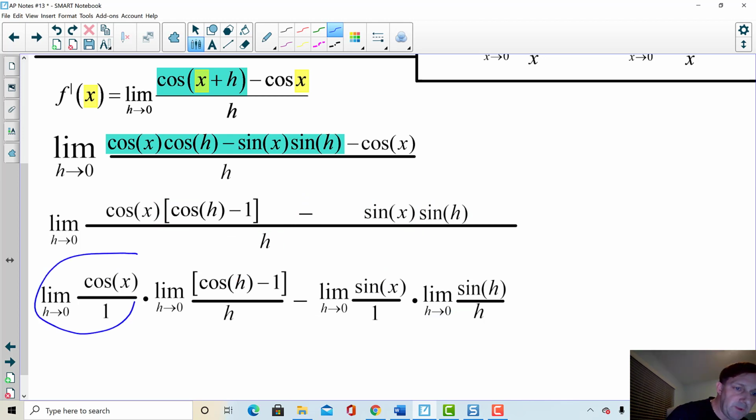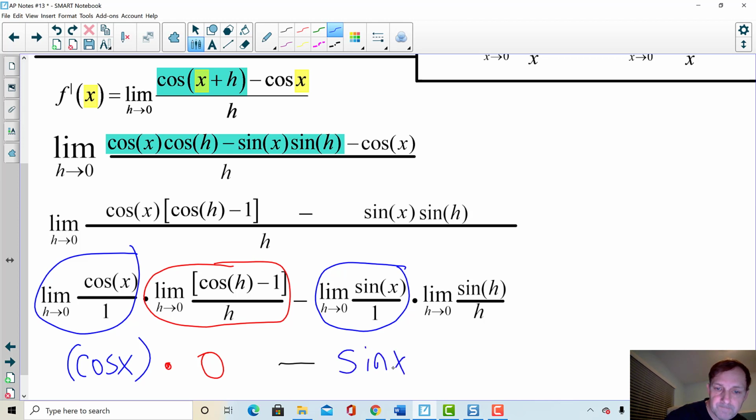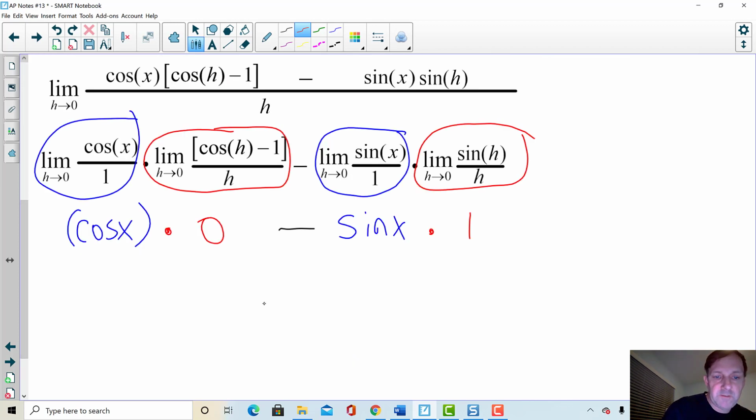Okay, when we do this limit, it's a limit as h goes to 0, but there is no h. So you just get cosine of x. This limit is a special limit. That is going to give us a 0. Again, for this one, we're doing a limit as h goes to 0, but there is no h. So you just get sine of x. And this is our other special limit. This limit gives us a 1. So our final answer is just going to be minus sine of x.